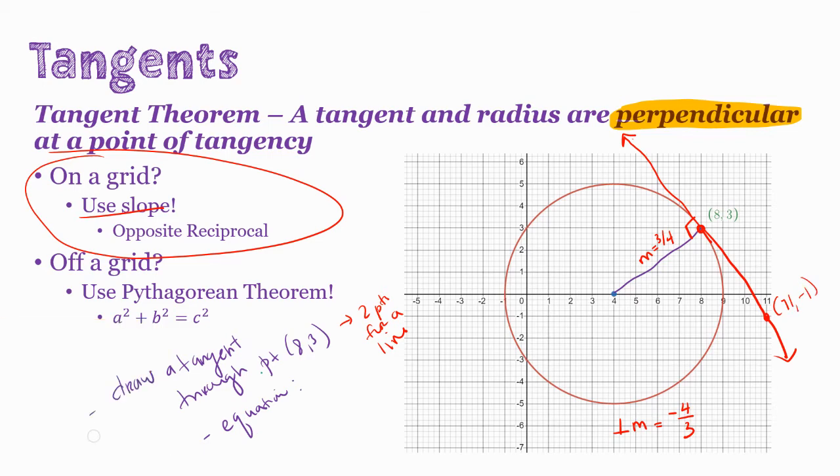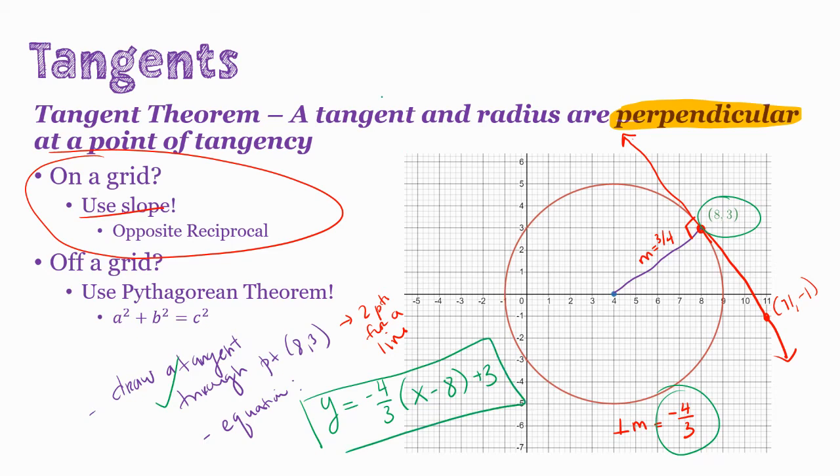Okay, so I did this first part. I drew the tangent. Now I need to write the equation. I have absolutely no idea what this y-intercept is. Could I find it? Sure. Do I need to? No. Right? I'm going to say y equals, I know the slope, I already got it, -4/3 x, I'm just going to go ahead and use this point, -8 plus 3.